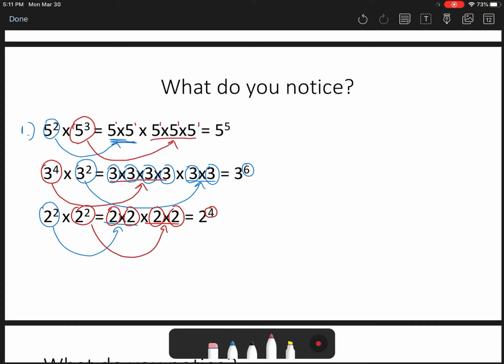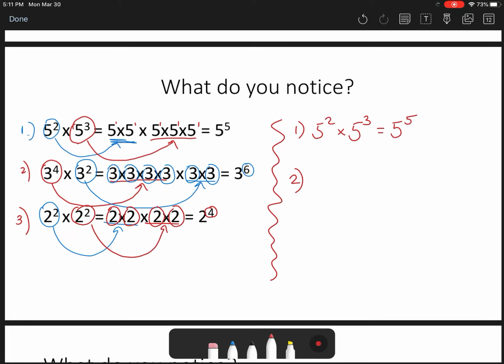Okay. Do you notice any common pattern here with the exponents and your final answer? So let's take a look here and rewrite these now without the expanded form. For number 1, we have 5 squared times 5 to the 3rd. Our answer was 5 to the 5th.